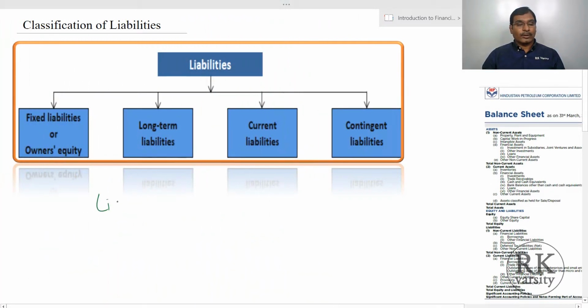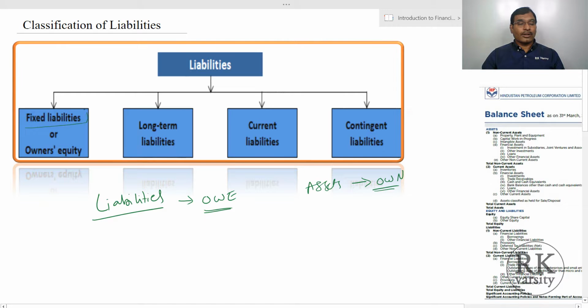When we talk about liabilities, these are what the business owes to outsiders. In a sense, assets are what the business owns, whereas liabilities are what the business owes. This has to be paid to externals to the business, maybe to the owners or to the outside creditors who sourced the funds to us. So liabilities are broadly classified into fixed liabilities and other liabilities.